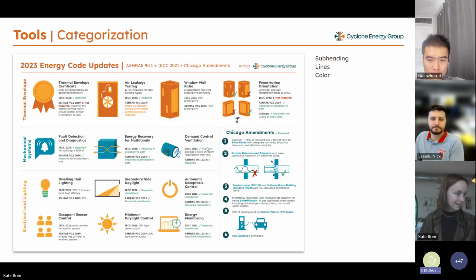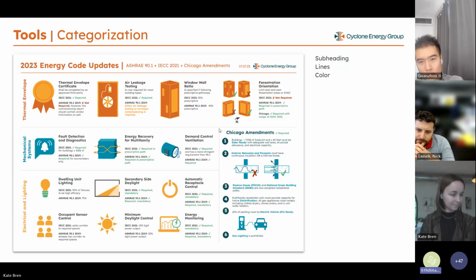All right, next, we'll look at categorization. So this is a slide that we put together to talk about the 2023 Energy Code updates that were relevant to Chicago and, of course, around the country as well, but we included some Chicago amendments here. And this is for an architecture firm.